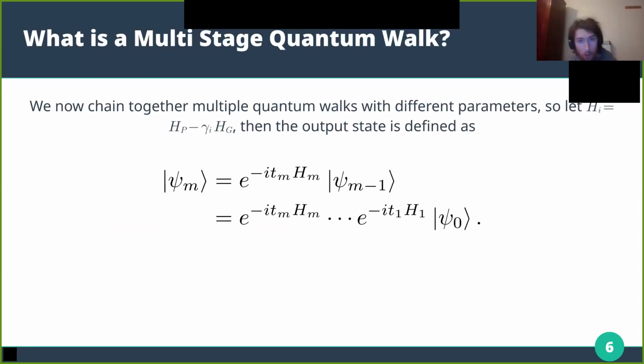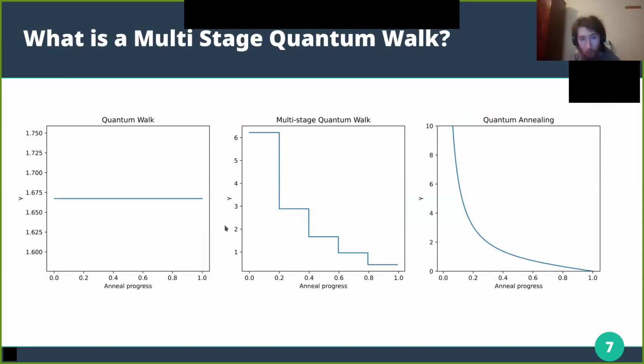So then a multi-stage quantum walk is something in between a regular quantum walk and a quantum anneal. We still have the same idea of evolving under a fixed Hamiltonian. However, we now do this multiple times with multiple Hamiltonians. So we now have, I usually use the letter M, M stages, and now we have M sets of these parameters, gamma and T. And then we just evolve under each of them and get our final state.